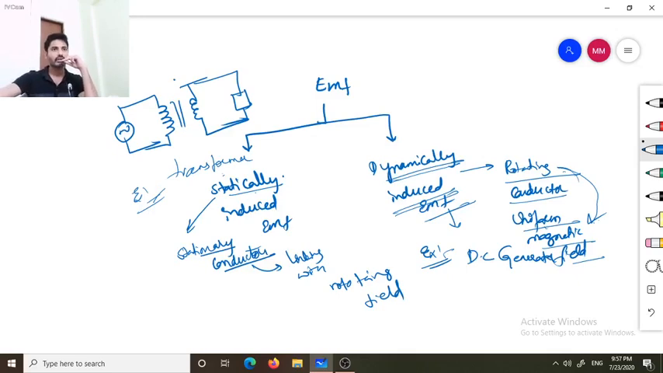Whenever you are giving an AC supply, this is the symbol of an AC sinusoidal source, current will be passing into this winding. This is a stationary conductor, not a rotating conductor. A transformer is a static machine, a static device. So whenever the current is passing into the stationary winding, we are giving an alternating source.